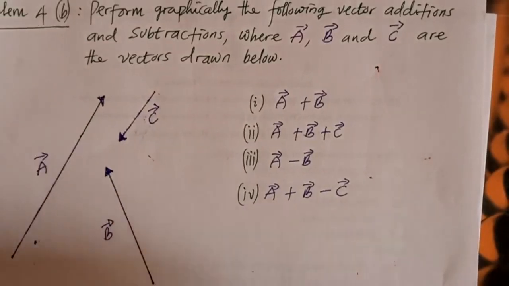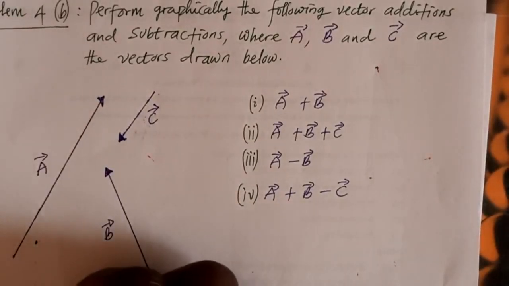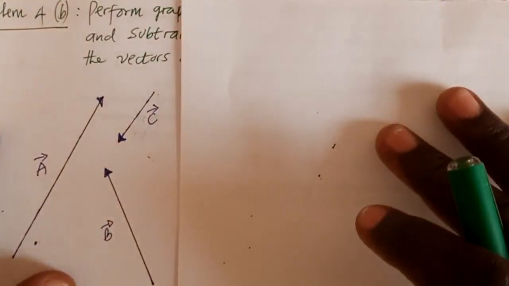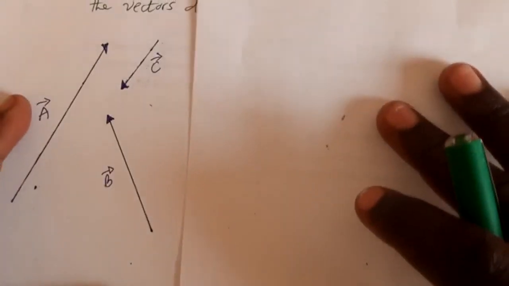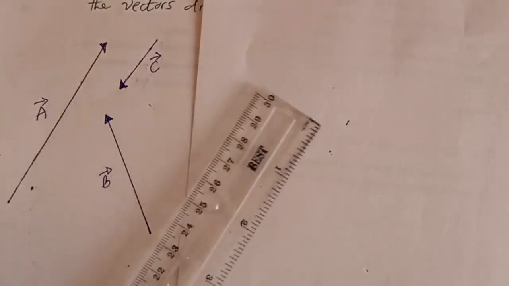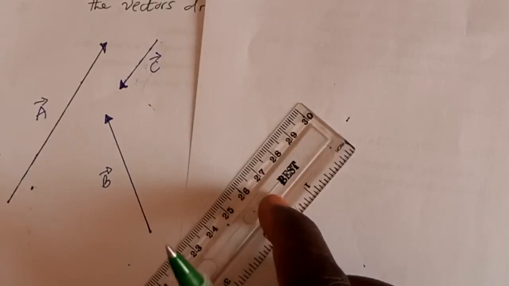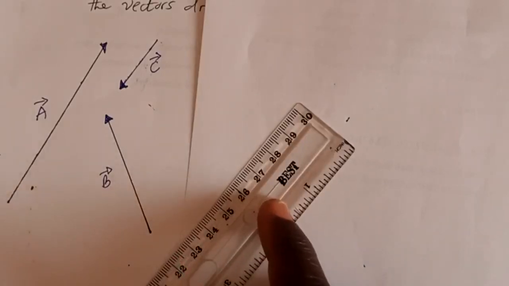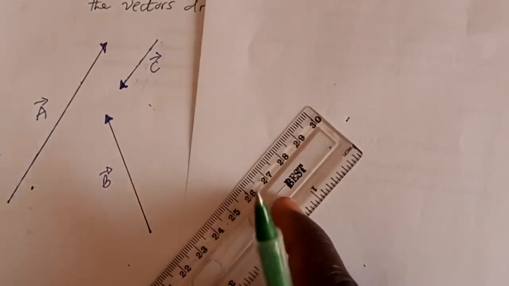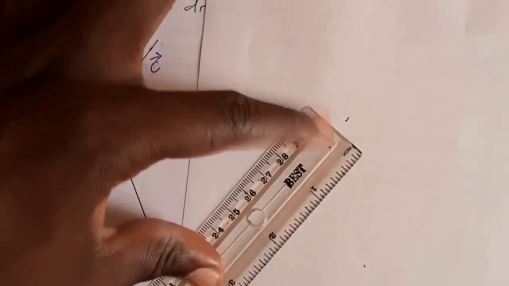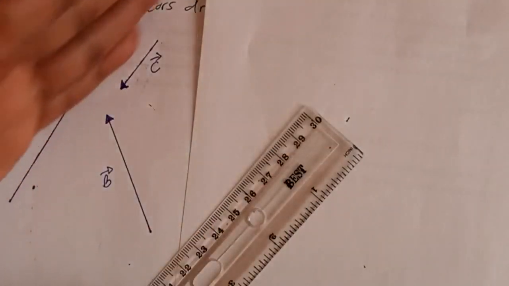Okay, now what we are going to do here is we're going to bring a paper. I want to show you how you can do this accurately. So what you will do now is to draw vector A. Make sure you do not change the direction and you do not change the magnitude. Okay, so I'm going to draw my vector A. You can see vector A is directed like this. I am also drawing it like this.